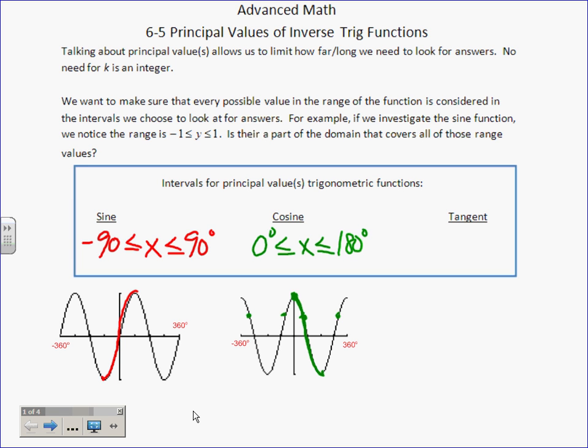So should you tell me -90 as an answer if we're talking cosine? No, don't tell me that. Okay? Find another place that does the same thing. That's between 0 and 180. So is your knowledge of the unit circle probably going to be somewhat important? Yeah. Okay. Again, this is for inverse trig, meaning arc sine, arc cosine.